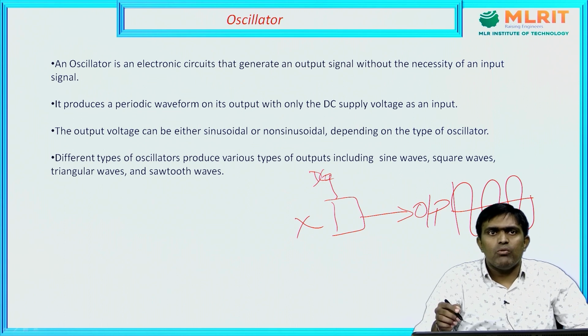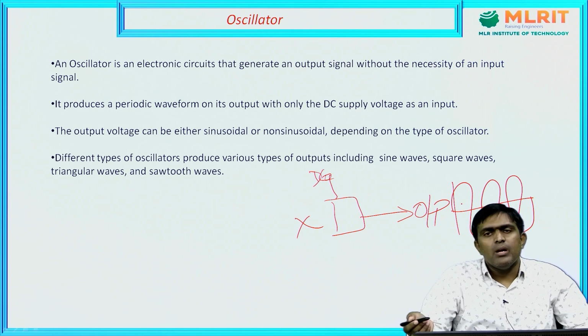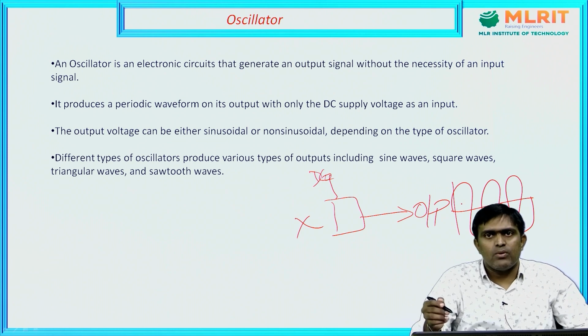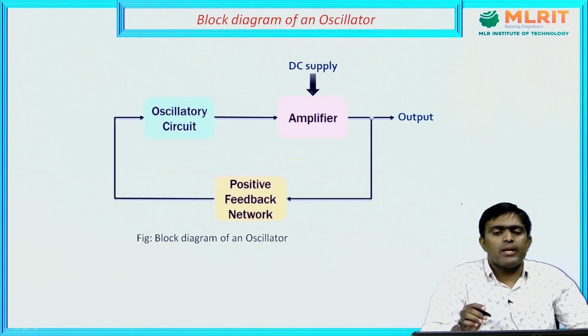And the output voltage can either be sinusoidal or non-sinusoidal depending upon the type of oscillator. So depending upon the type of oscillator, the output may be sinusoidal or non-sinusoidal. There are different types of oscillators, so we will come across them in the further slides. And this is the block diagram of oscillators.